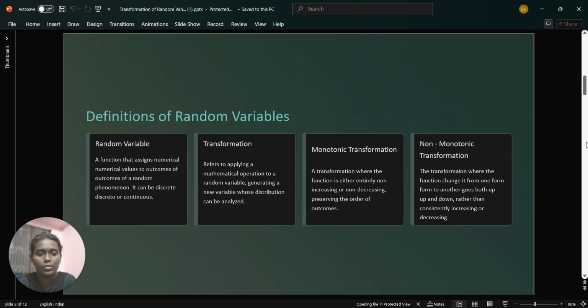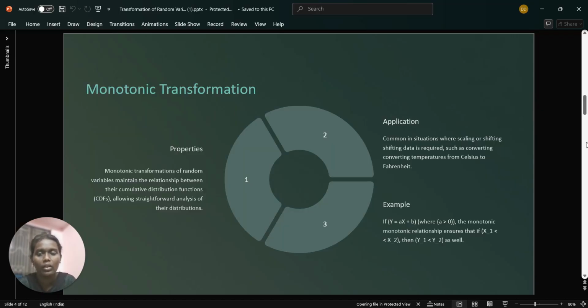Monotonic transformation: a transformation where the function is either entirely non-increasing or non-decreasing, preserving the order of outcomes. Lastly, non-monotonic transformation: a transformation where the function goes both up and down, rather than consistently increasing or decreasing.